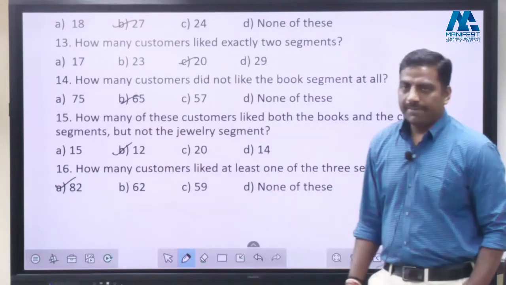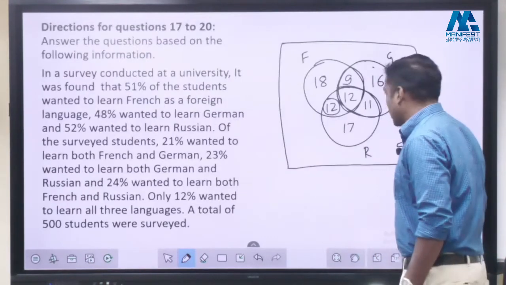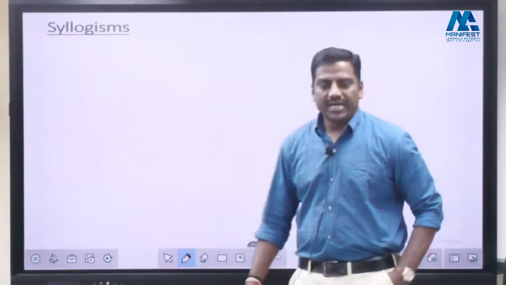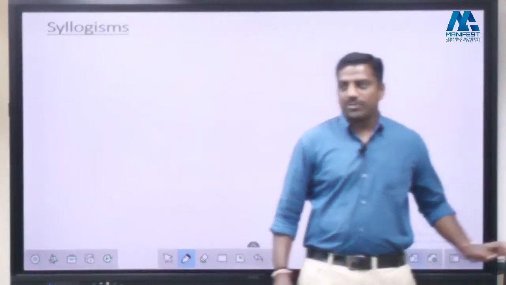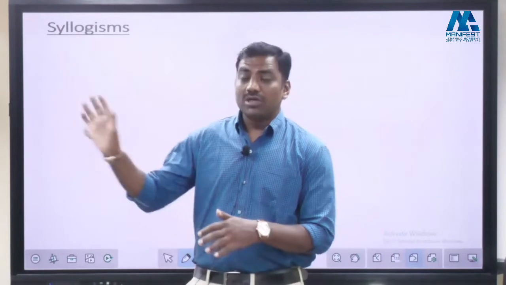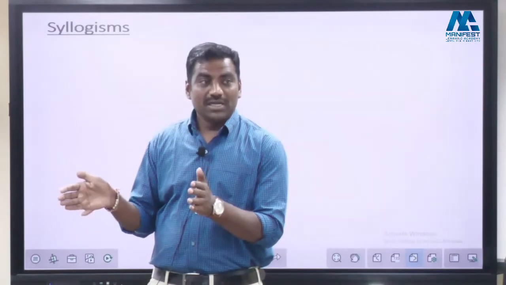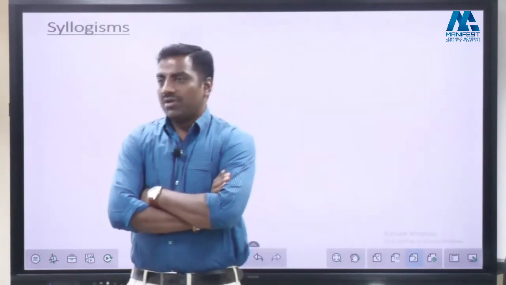Done? Next is syllogisms. It is based upon Venn diagrams only. So we are left with 40 minutes, and we'll finish in 40 minutes. No issues at all, because we have learnt Venn diagrams anyway. Without learning Venn diagrams, when you go for syllogisms, first we have to explain all these Venn diagrams. It will take 30 minutes, so it would take around 1.5 hours.